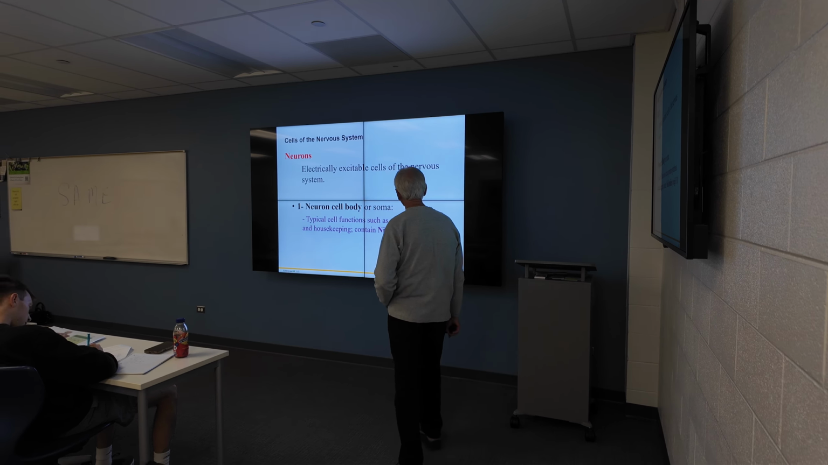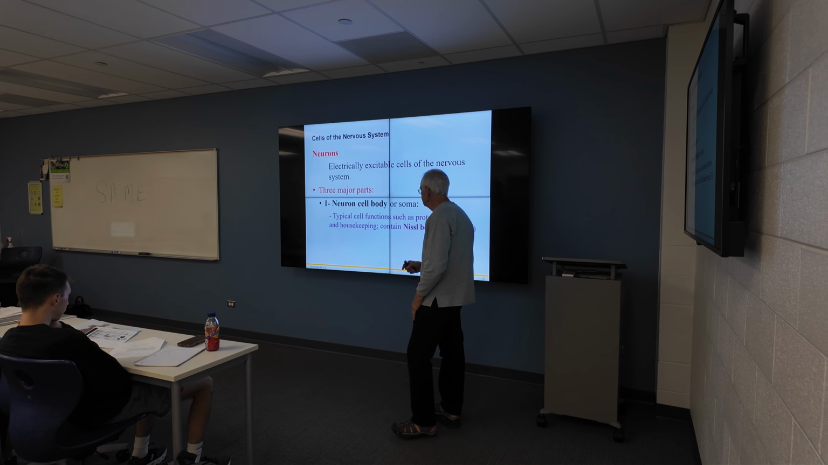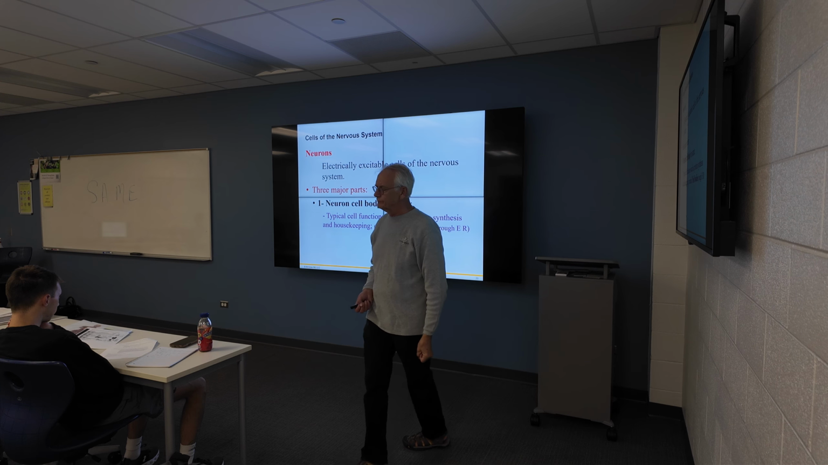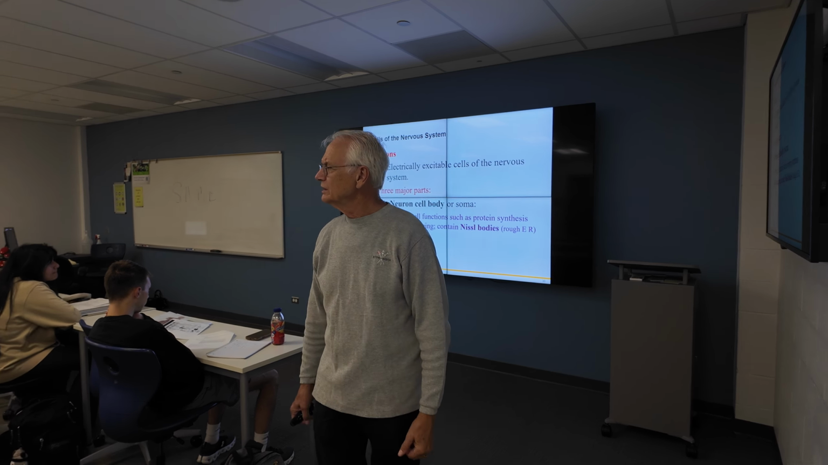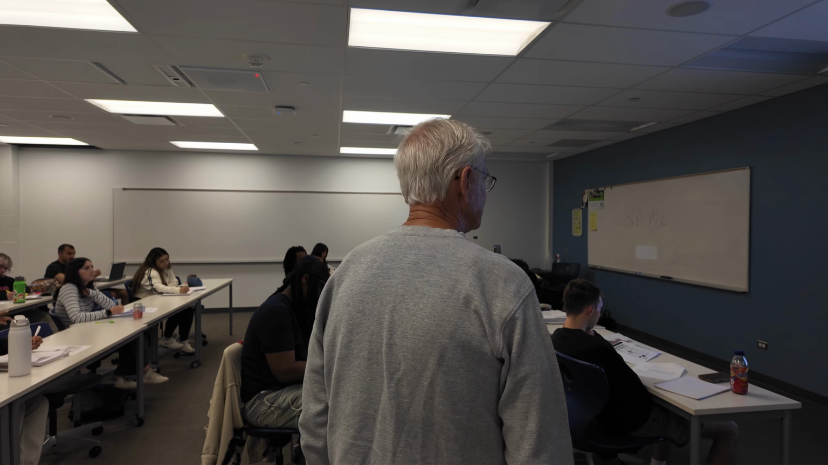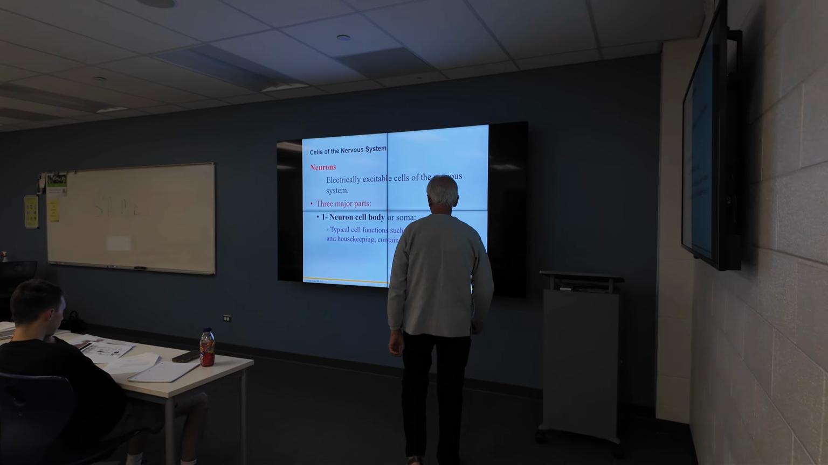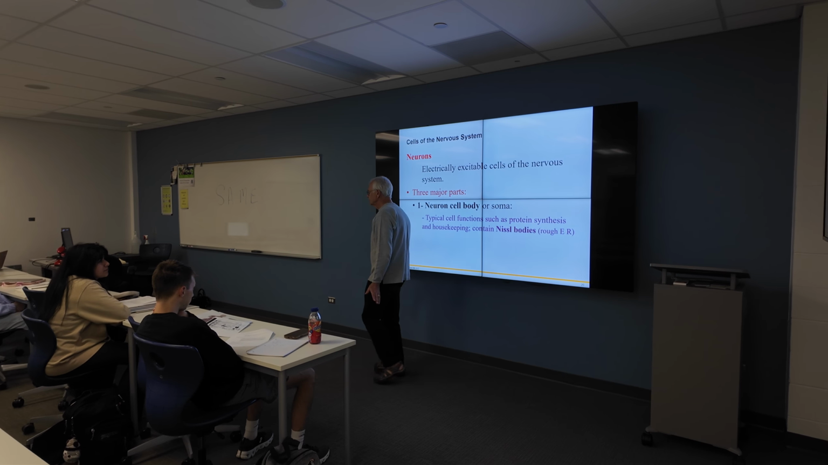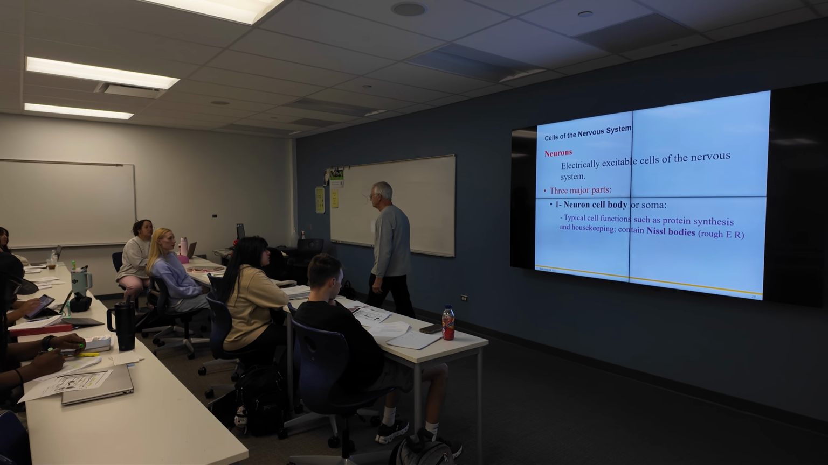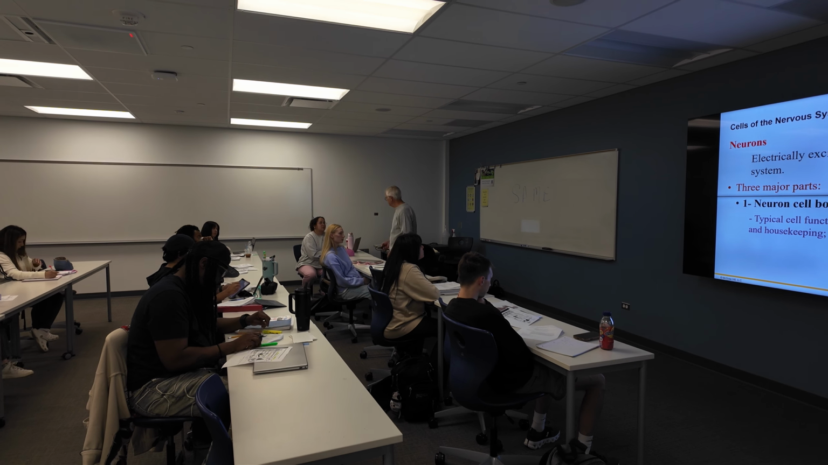Okay. So there are three major parts to this neuron. First is the cell body, also referred to as the soma. In this class, we're generally going to talk about the nerve cell body. It typically has functions such as protein synthesis and housekeeping. What does this mean, protein synthesis? Help me out with that. What are we talking about when we say protein synthesis? Making proteins. Building proteins. What do you need to have to build a protein?